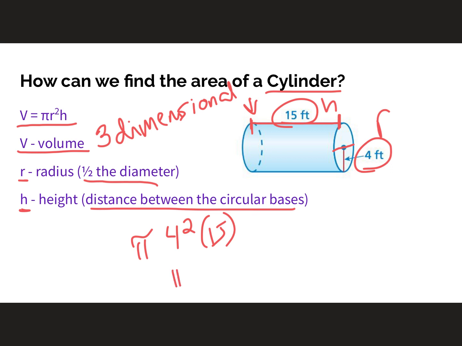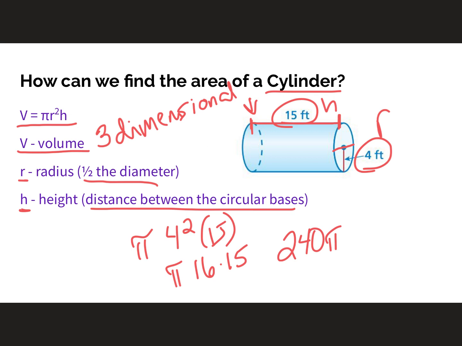Well, we got pi. 4 squared is 16, times 15 gives us, turn my calculator on, 240. So this is 240 times pi. Sometimes they ask you for the exact. This is what you would put. Otherwise, you can do 240 times pi on your calculator.